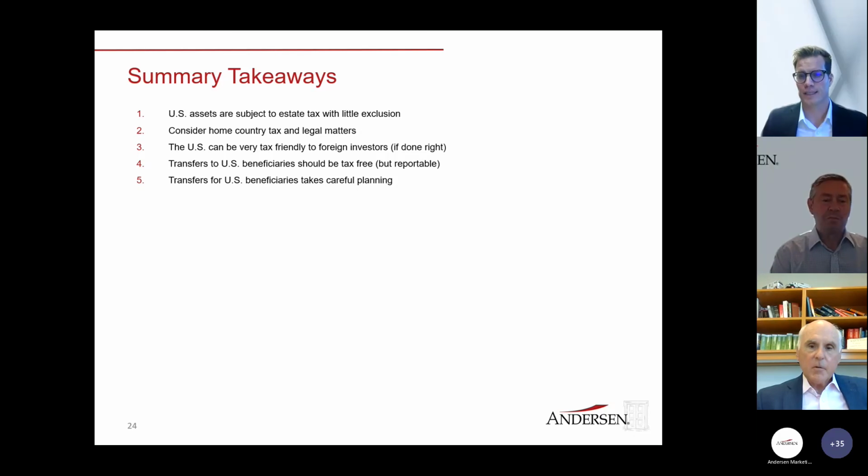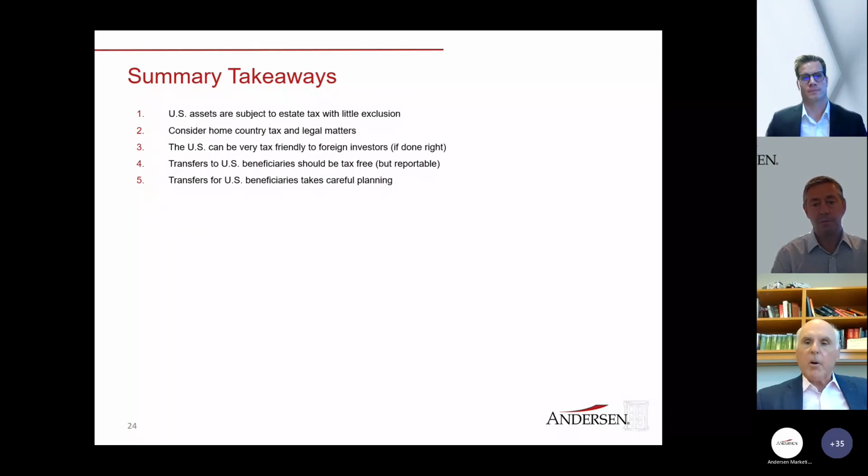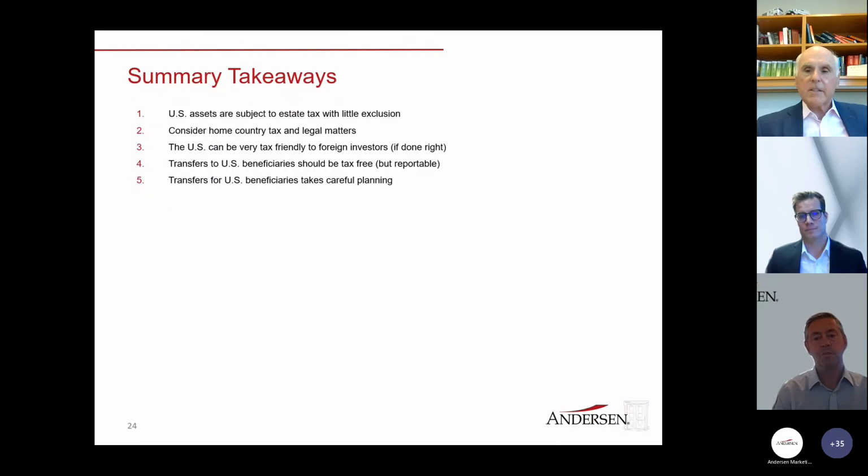Got one more question here. We were asked, how are distributions from a foreign grantor trust to a U.S. beneficiary who is a minor treated? Well, if it's from a foreign grantor trust, there are no taxes, because it's a tax-free distribution, because it's taxable to the foreign person. It may be difficult to make it a foreign grantor trust under those circumstances for the reasons David mentioned. It would probably be a revocable one if that were the case.